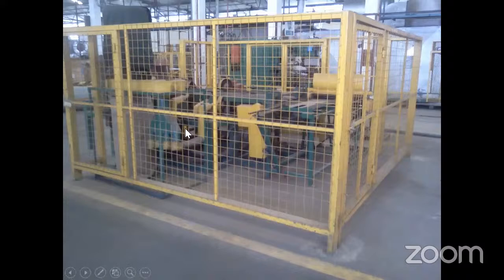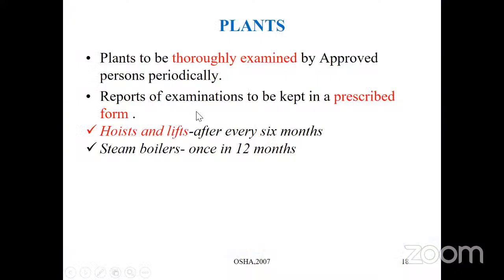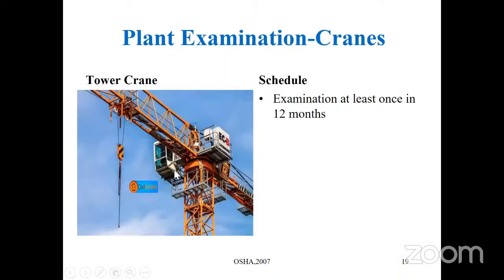And then you have plants to be thoroughly examined by approved persons periodically. Reports of examination to be kept in a prescribed form. For example, hoists and lifts are supposed to be examined after 6 months. Steam boilers once in 12 months. This is an example of a tower crane. It's scheduled for examination at least once in 12 months.